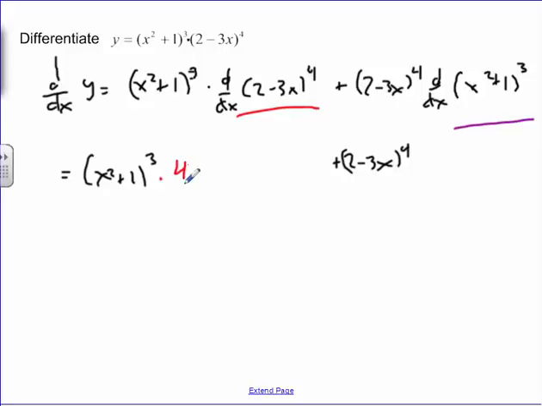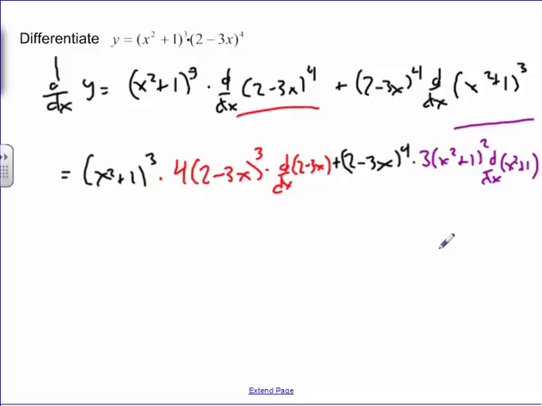So I'm going to bring the 4 down in front, keep the baby inside, and then I'm going to take the derivative of that baby in a subsequent step. And then over here, I might soon be running out of room, I'm going to take the derivative of the function with the baby inside, and then I still have to take the derivative of that baby.